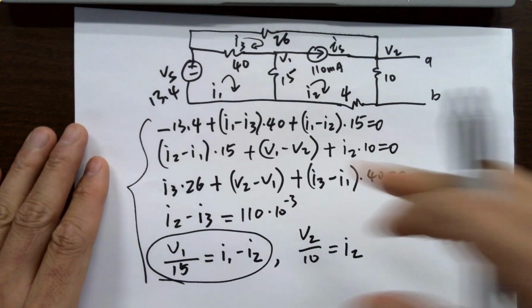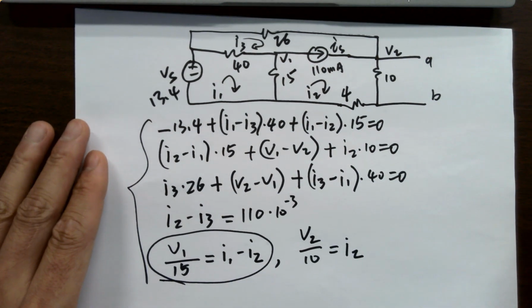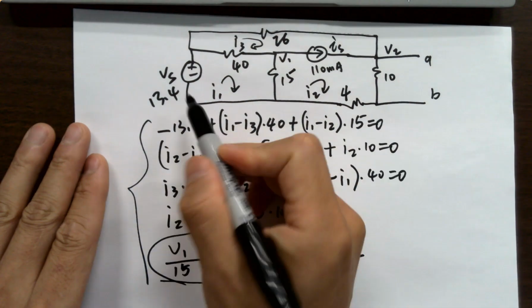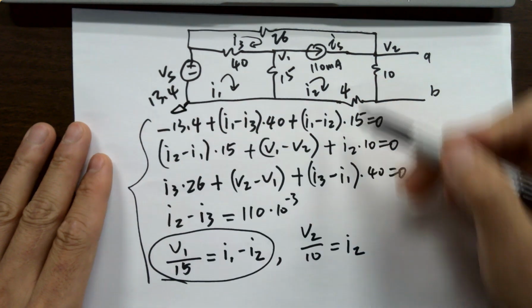So how do you do V2 over 10 equals I2? Don't you have to subtract the voltage on the other side? Oh, it's not ground. That's right. Yeah, good point. Ground there. I haven't finished this yet, right?